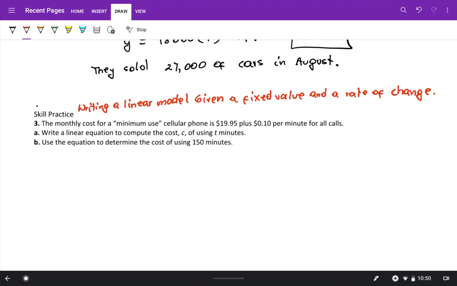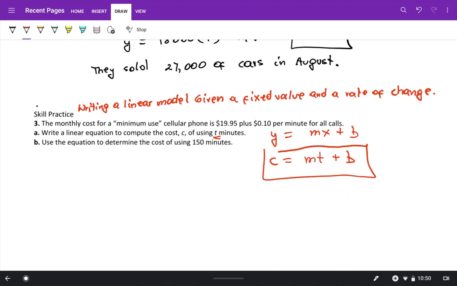So what we need to do, A, write a linear equation to compute the cost C of using T minutes. They want you to write the equation using slope-intercept form, which is y equals mx plus b. But in this problem, y will be C, which will be cost, and x we're going to replace with t, which will be amount of minutes. So it's going to be mt plus b. Hopefully that doesn't confuse anybody, but they want to use C for cost and T for time in minutes.